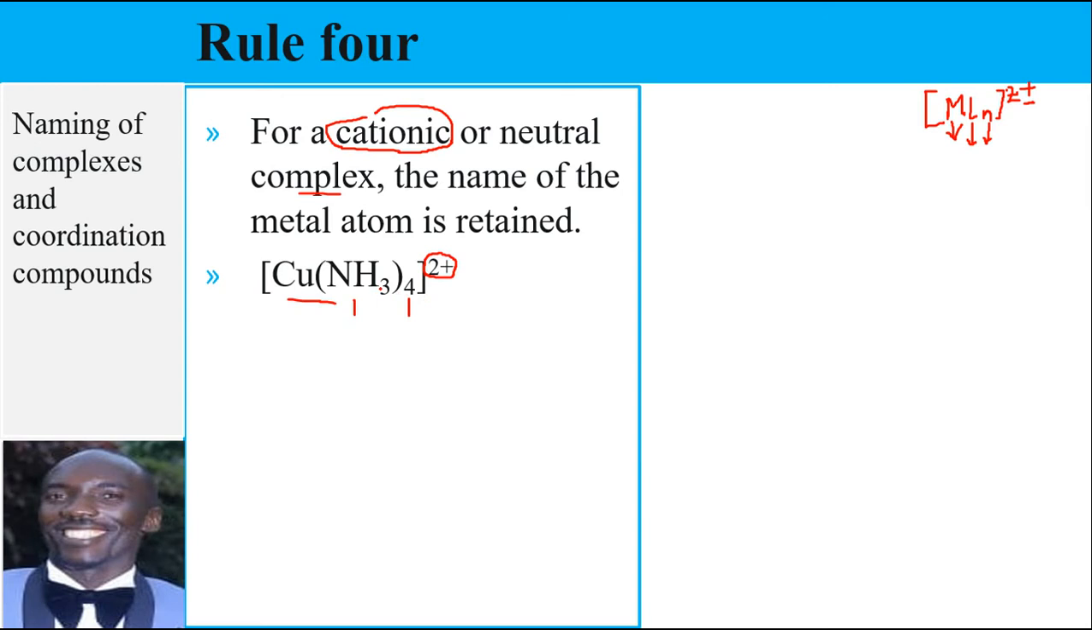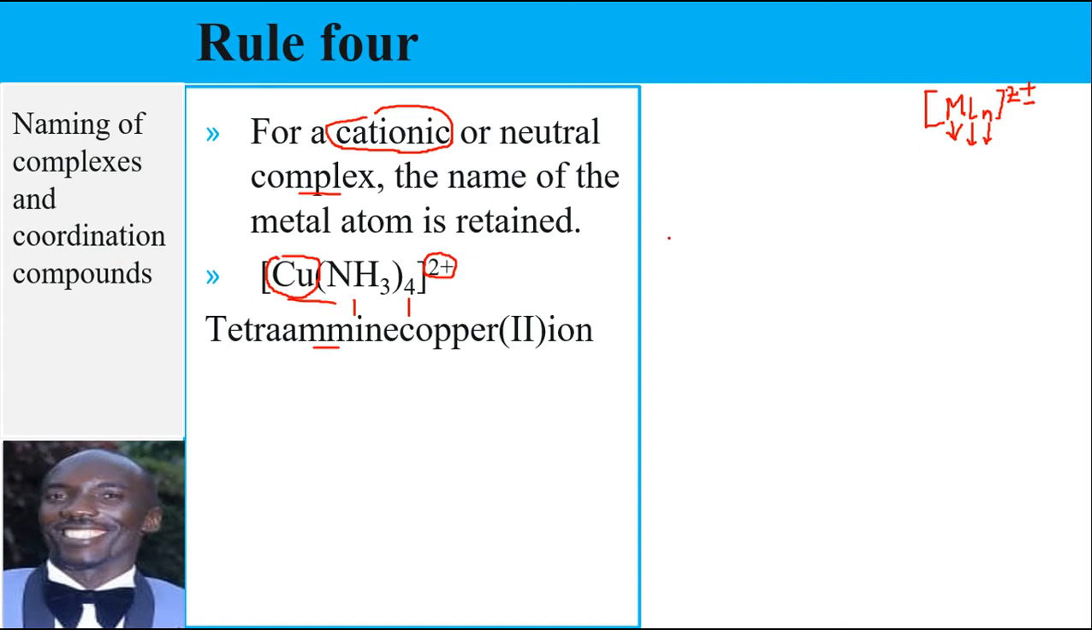I hope we are together there. So the name of the metal is retained. In other words, copper, which is the metal atom in this case, will retain its name, which is copper that we know. So our complex would be tetraamminecopper(II) ion. So far we have learned how the tetra comes in and how we get the ammine.